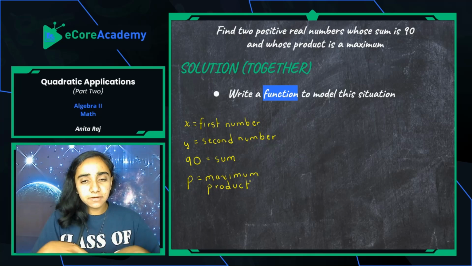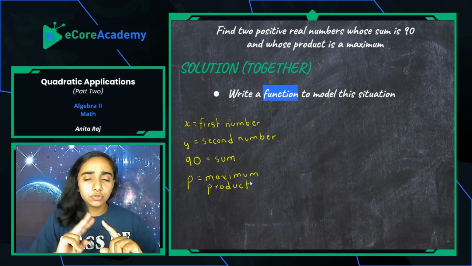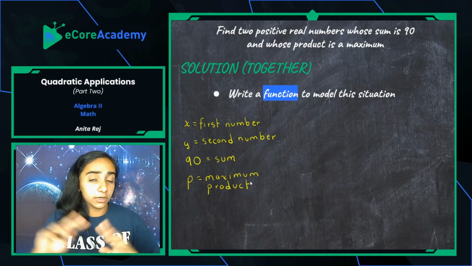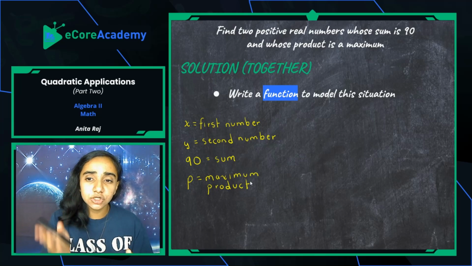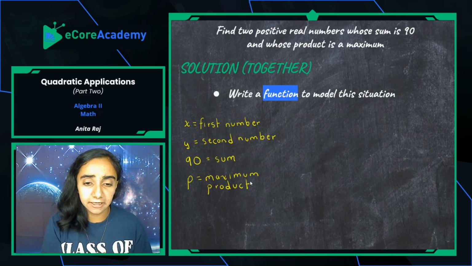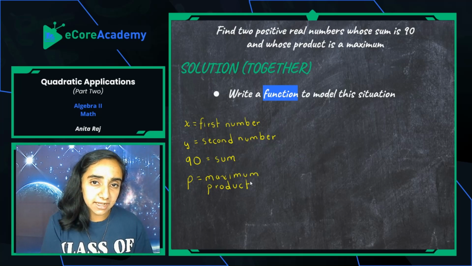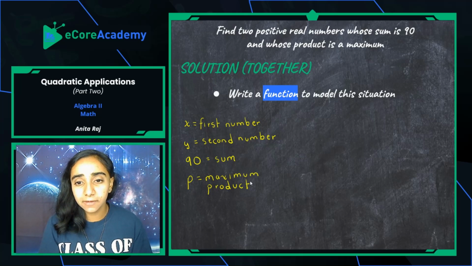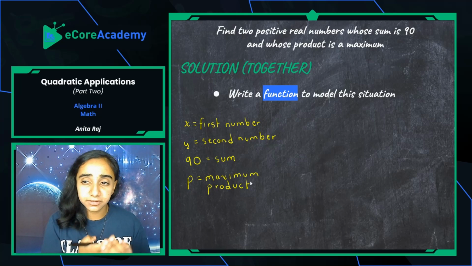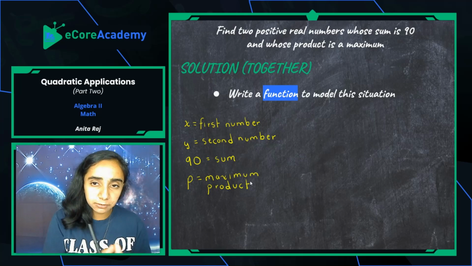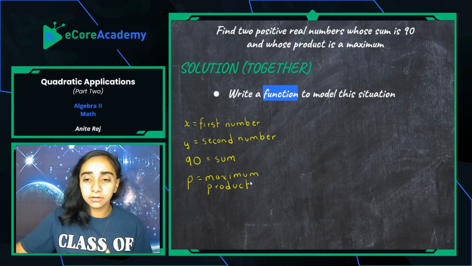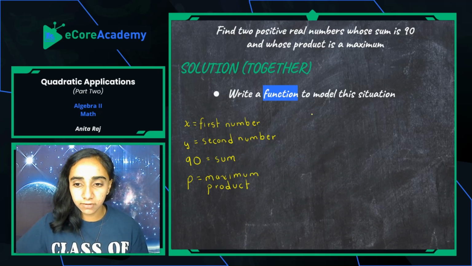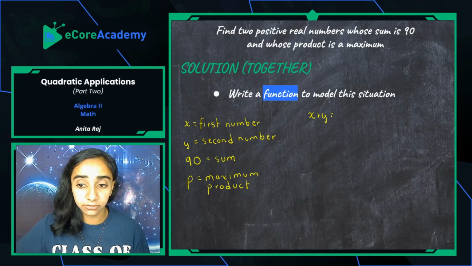Now let's go about putting together what we know. So let's reread the problem at the top of the screen. Find two positive real numbers whose sum is 90. Okay, just stop there. Remember, our first positive real number is x, second positive real number is y. So their sum, x plus y, is equal to 90. Remember, sum is addition. The first number plus the second number is equal to 90. So how can we write this mathematically? Well, we can write this as x plus y equals 90. We've already been told that.